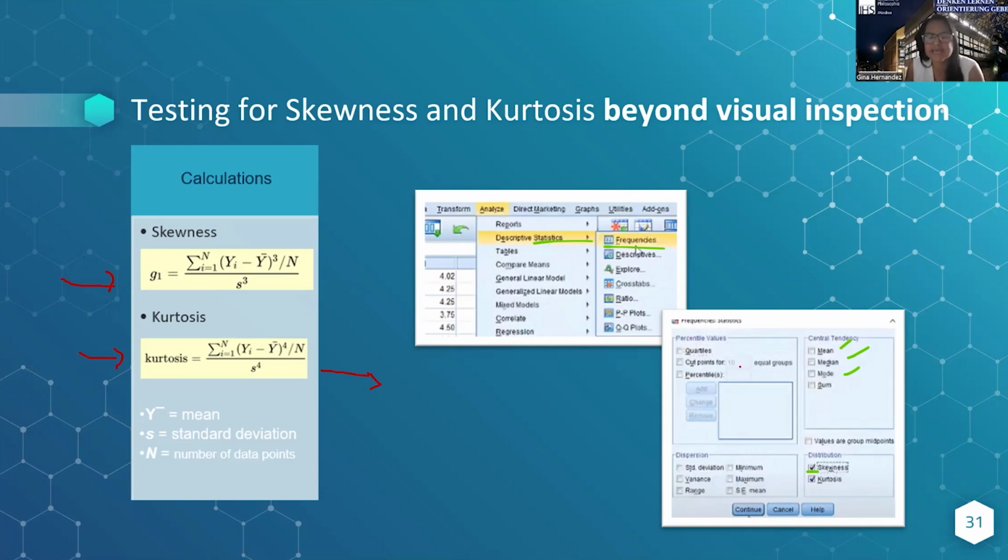So in SPSS, you go to descriptive statistics and then ask for the frequencies. And right here, you can click these boxes, show me skewness and kurtosis, and then you will have the results. And it is really easy.